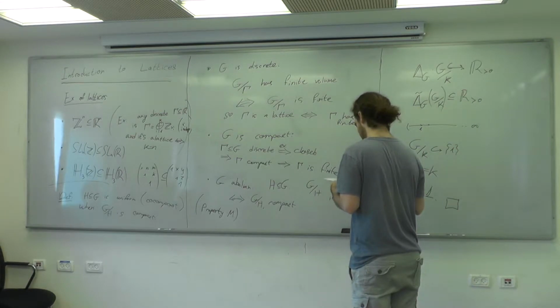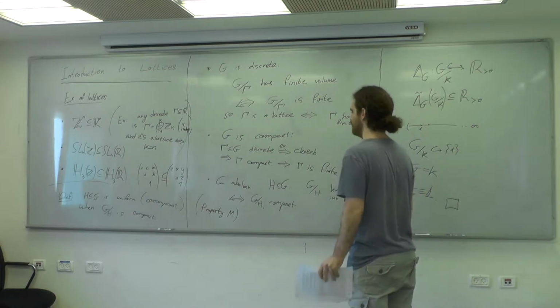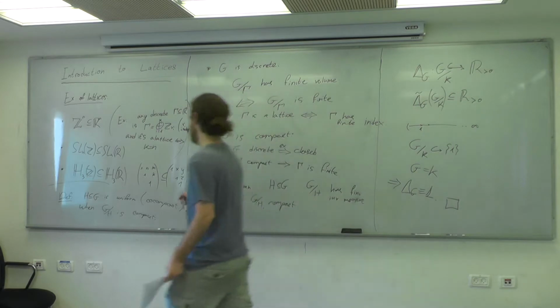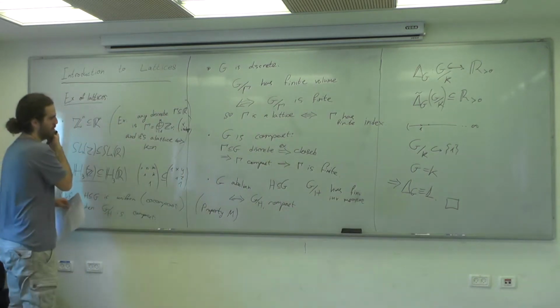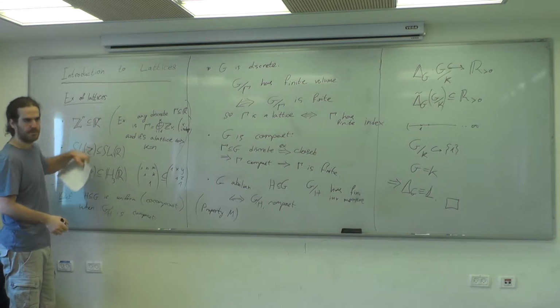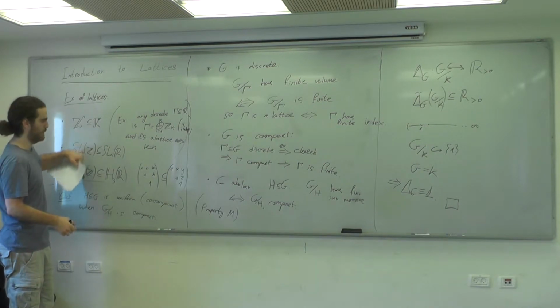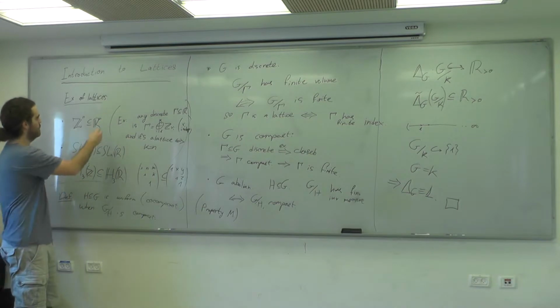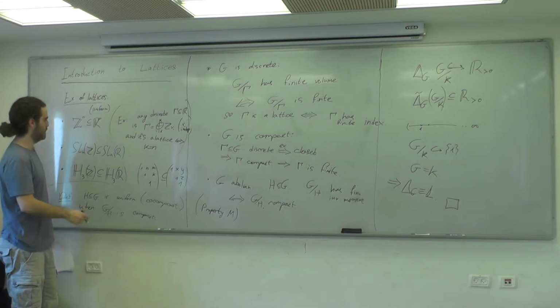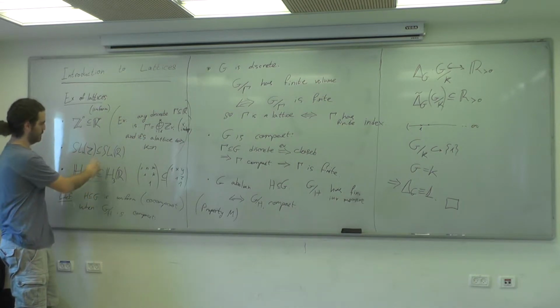So what did I want to do? I talked about co-compact. Okay, if I mention the definition, then let's just think what are the uniform subgroups here, uniform lattices. So this is uniform. It's just the product of circles. This guy is also uniform.